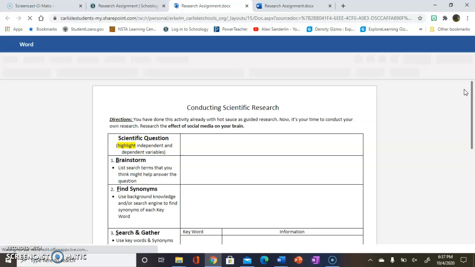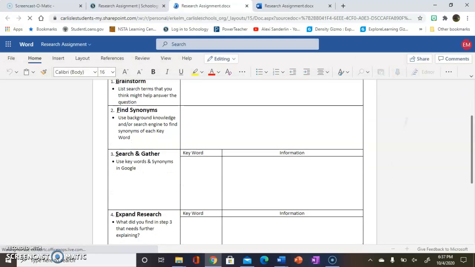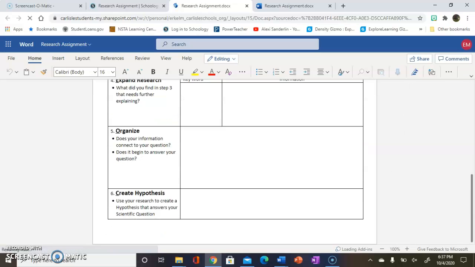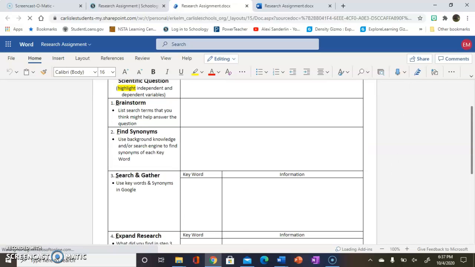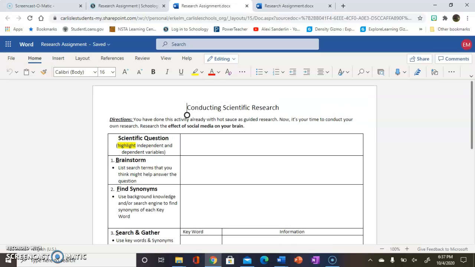So for your scientific research assignment, you already are familiar with this organizer. We did it in class together, and if you were online that day, you watched the video. So what I'm going to have you do this time is, instead of Googling things about hot sauce and coming up with that scientific question as a whole class and with a teacher, you're going to come up with your own scientific question and your own research based on the effect of social media on your little brains.